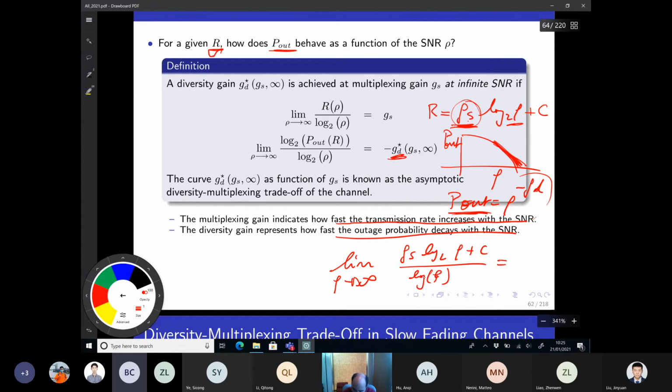The constant divided by log2 rho will be equal to 0, so this will be equal to GS, right? So when I'm writing this, it means that you can always have a constant rate additionally. But GS equal to 0 would simply mean that your rate does not scale with the SNR. Your rate is actually constant. If GS is strictly larger than 0, it means that your rate will increase slightly with the SNR, logarithmically. If GS is equal to 1, your rate is really logarithmically increasing with the SNR.